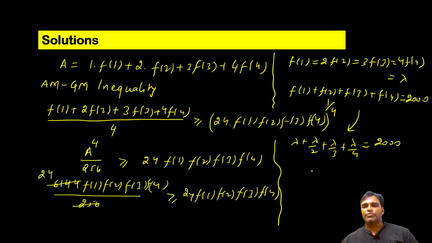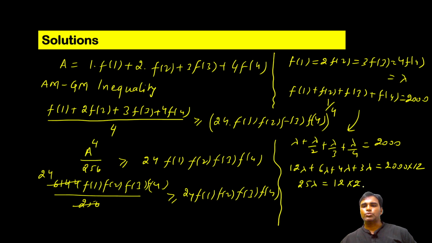So now the LCM will be 12. So it is 12 lambda plus 6 lambda plus 4 lambda plus 3 lambda, and this is 2000 into 12. 25 lambda equals 12 into 2000. So basically it is 80. Lambda is coming as 960. Once lambda came 960, we got easily our value of f1.